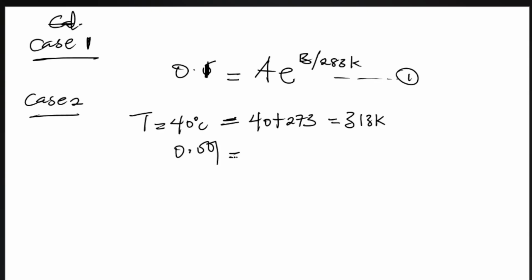Since you've gotten 313 Kelvin, your equation will now be 0.001, and this will be equal to a exponential raised to the power of B divided by 313. Are we together? So this is your equation 2 from your question given. So we've gotten equation 1 and equation 2. So you solve both equations simultaneously.